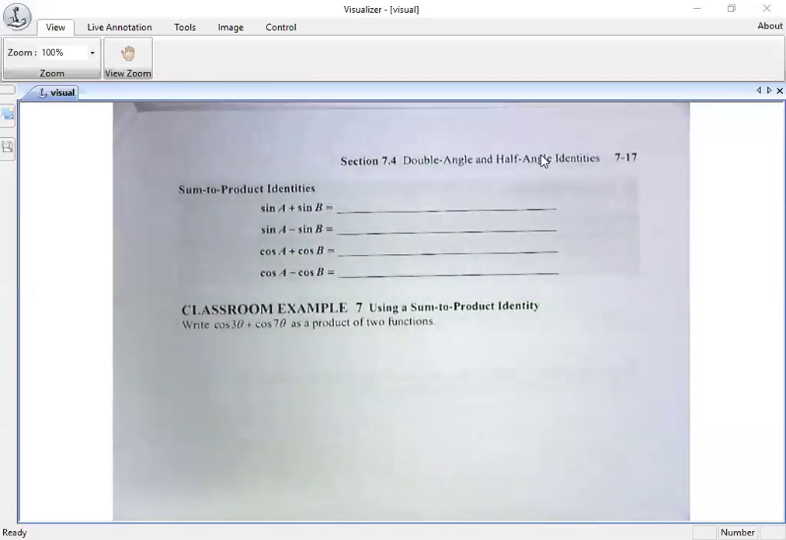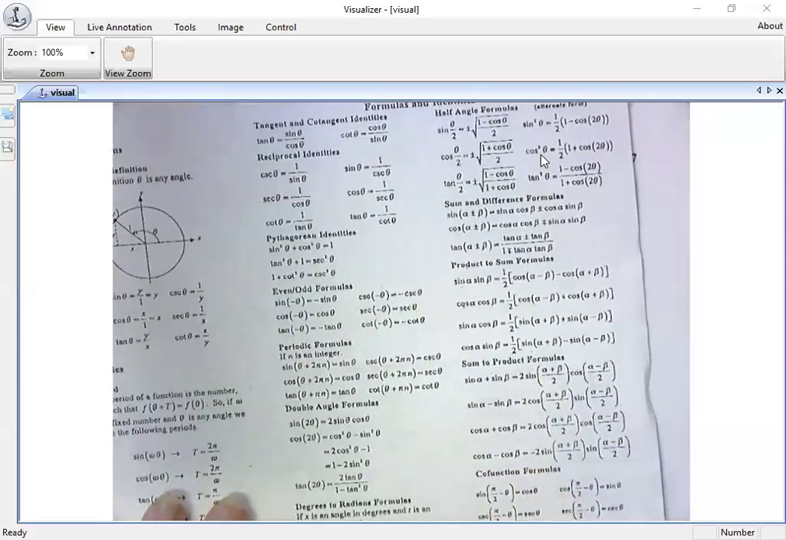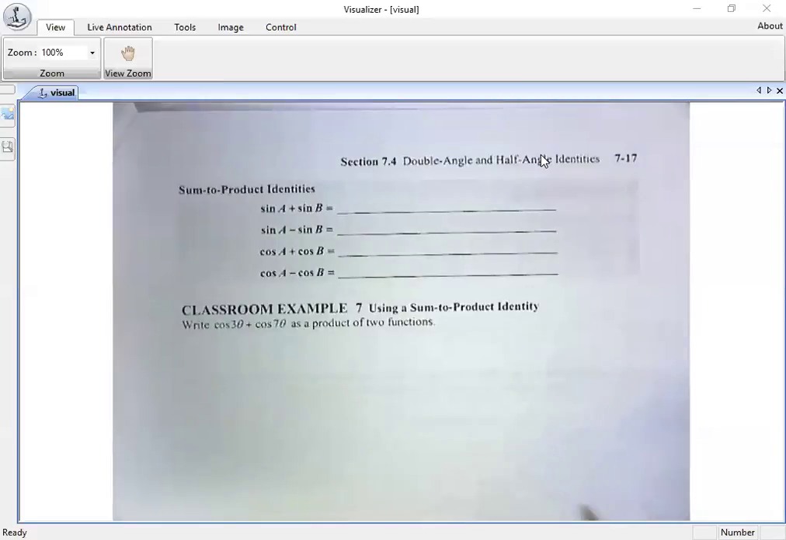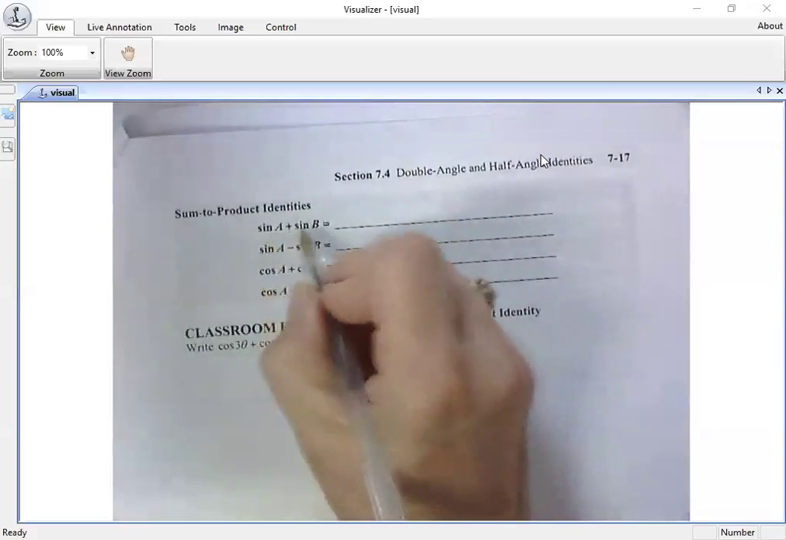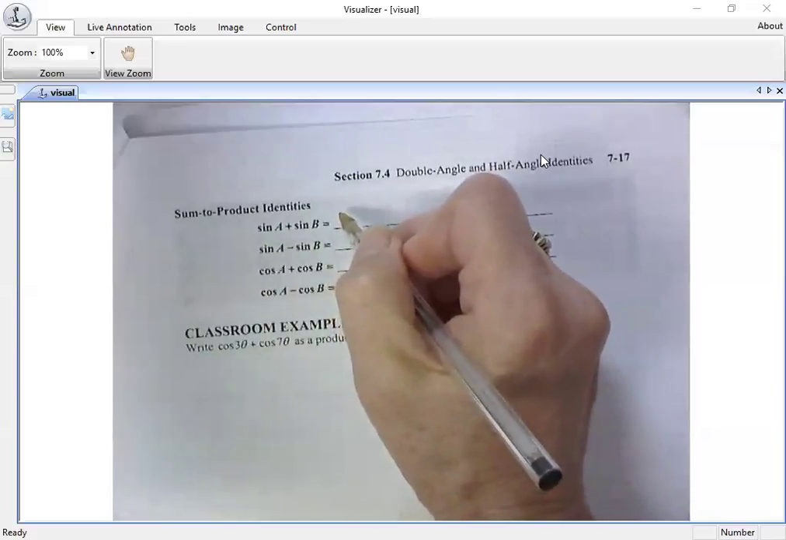And these are going to be the identities that we use when we're going the other direction, if we want to take something from a sum to a product. So that section is right here, and all we have to do is use these formulas. So let's see if we can get those on our paper. If I'm adding the sine of A plus sine of B, instead of multiplying by 1/2, I actually multiply by what?